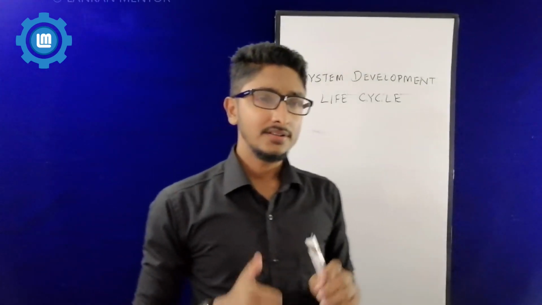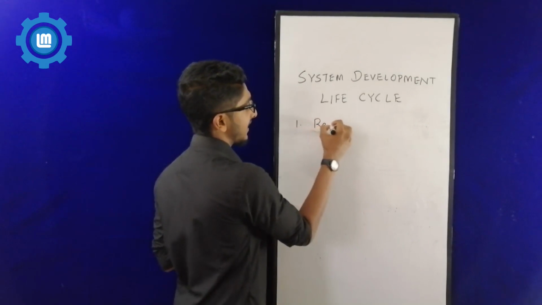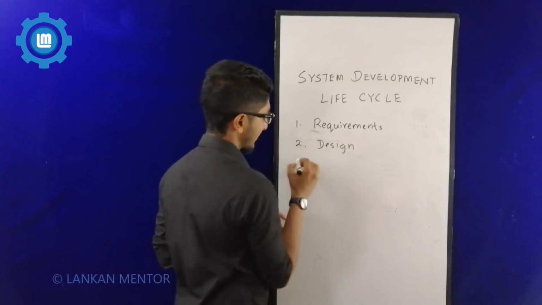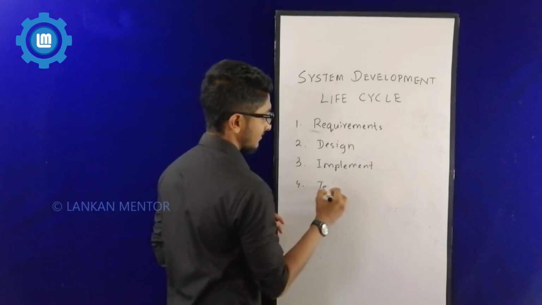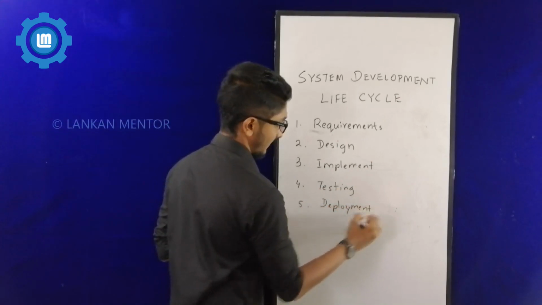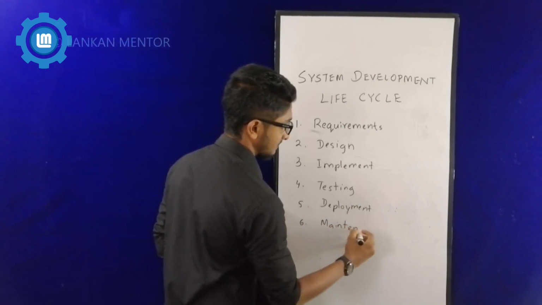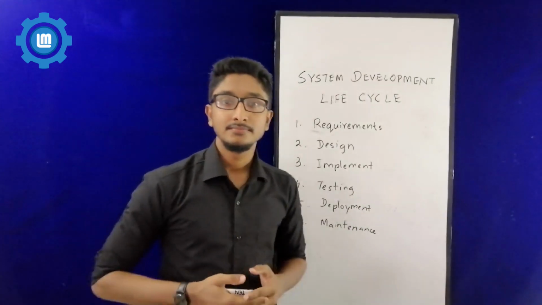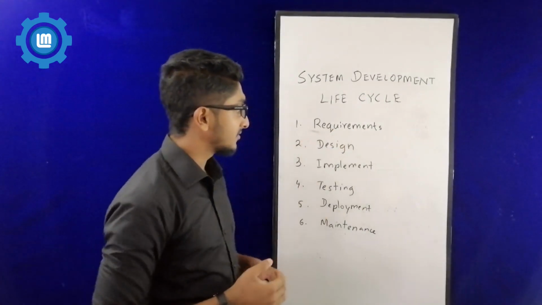So you have around 6 steps in your book. You can just go through. First, requirement identification. Then you design it. Then you implement it. Then you test it, deploy it, and finally you maintain your product, right? Now these are the 6 steps. Now we'll just go through each and every step.